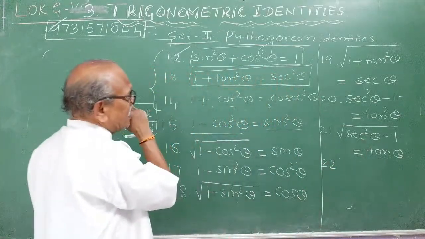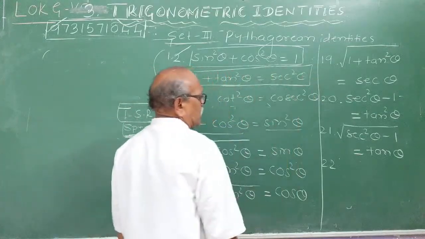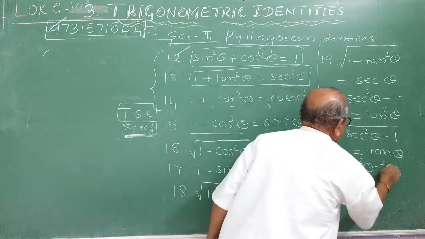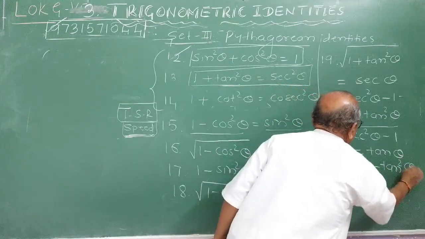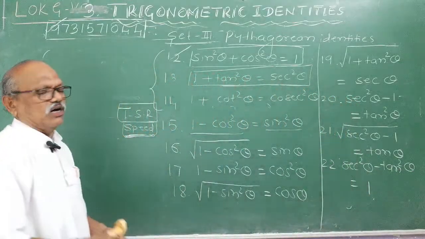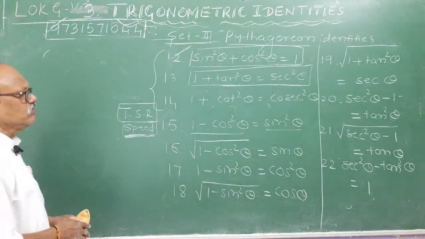Now, we will do another change. I will take tan square theta to the right. Interesting now. You will get sec square theta minus tan square theta is equal to what? 1. Up to 22. Check, all of you completed. All of you completed 22.